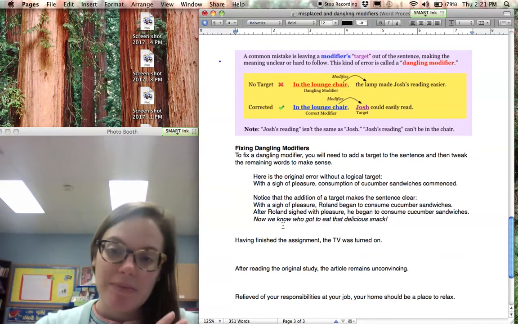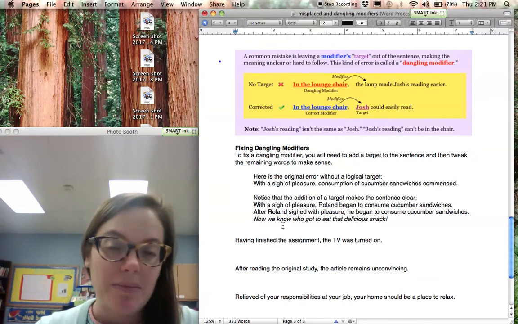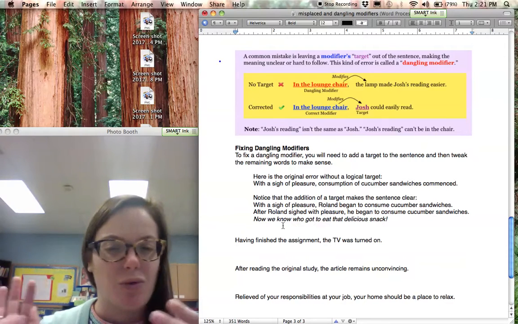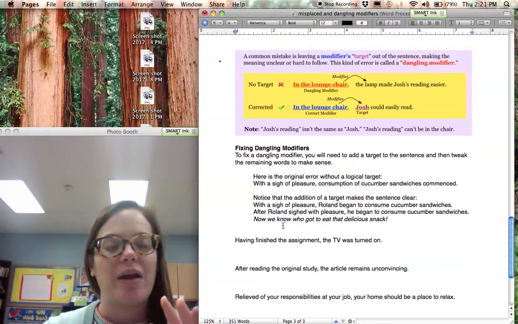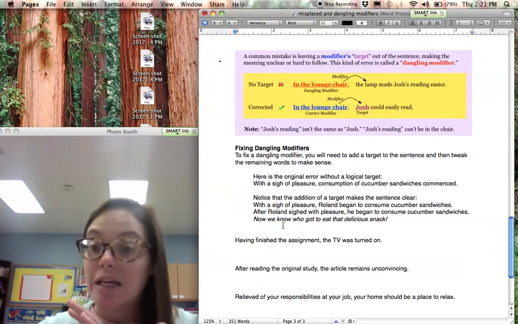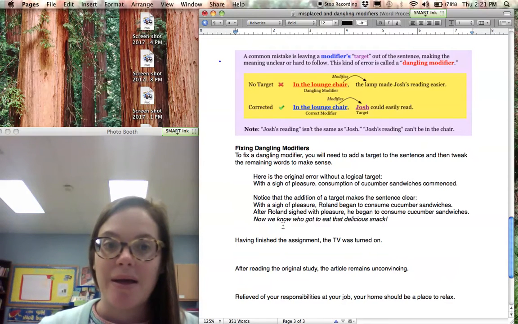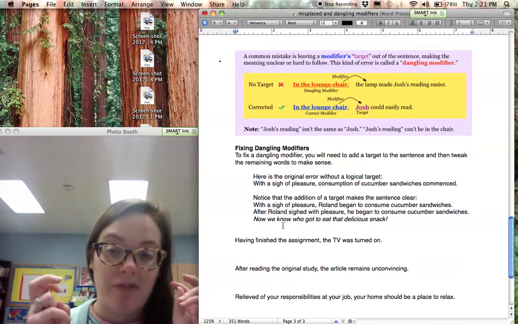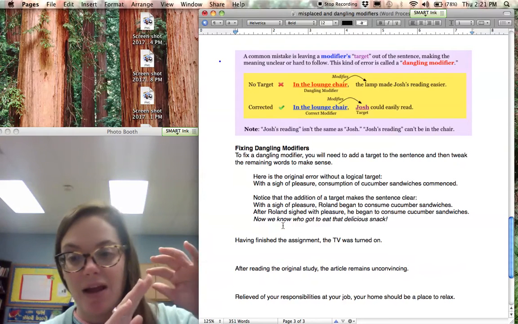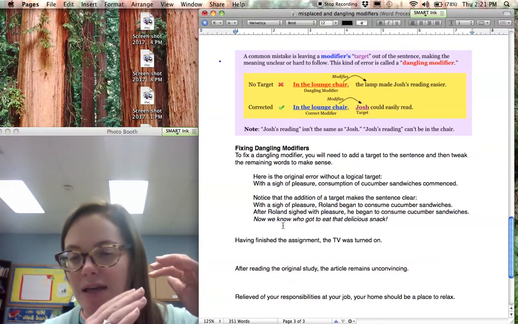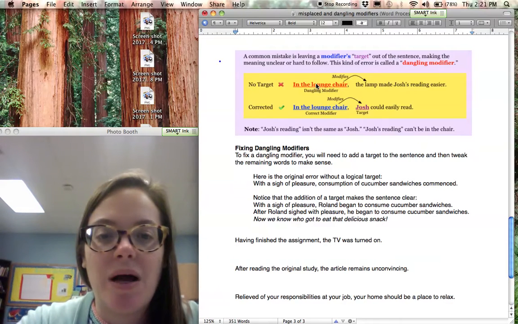All right, so last page. So sometimes, and this is actually, I think, the more common mistake, at least for me, I tend to do this more often than I do a misplaced modifier, and that's to leave the target out completely, okay? And that means we have a dangling modifier, and that means it's just kind of hanging out there, and it's not actually modifying anything, okay? So let's look at the examples.